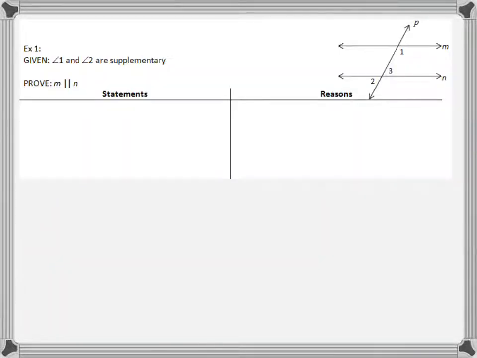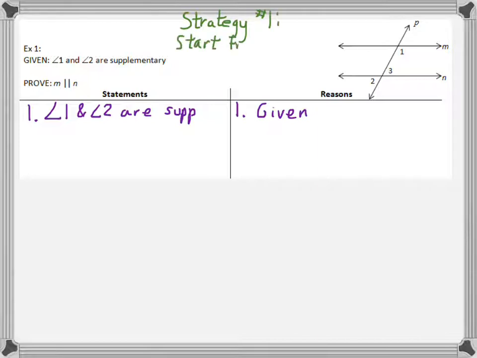Here is our first example of a proof. We're given that angle 1 and angle 2 are supplementary, and we want to prove that line M is parallel to line N. You guys probably know by now that the first line of the proof is the given information. As we go through this proof, I want to highlight a specific strategy that you can use. I'll say strategy number 1, and this is starting from the end.